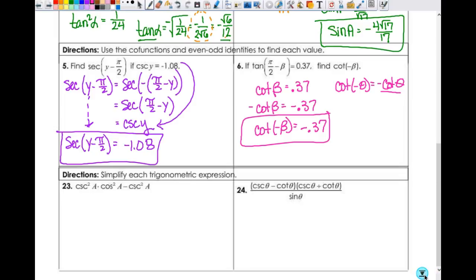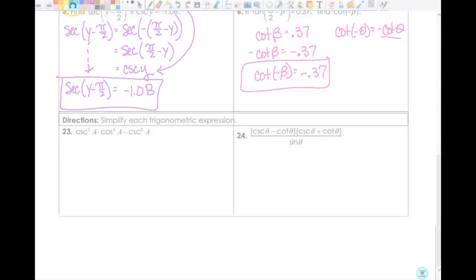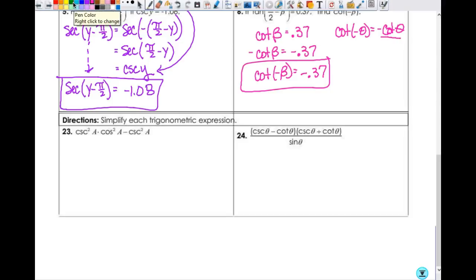Last two here. I'm going to simplify these expressions. So when I look at 23, and I'm not going to put any crazy ones of these on there either, but you have to be able to look at it and think, okay, what makes the most sense here? Changing everything to reciprocals on 23 right now doesn't necessarily make the most sense because you have two terms and they have something in common, so we're going to factor that out. So cosecant squared A times cosine squared A minus 1.